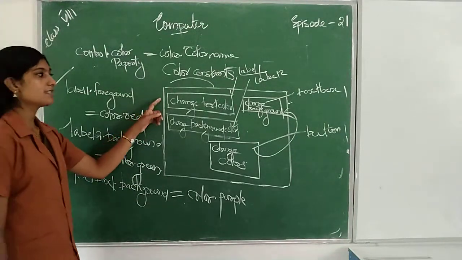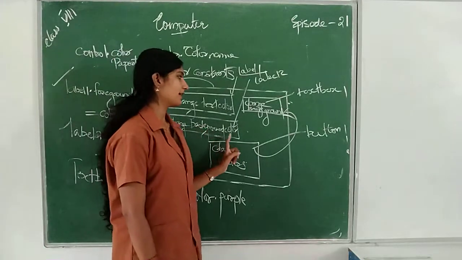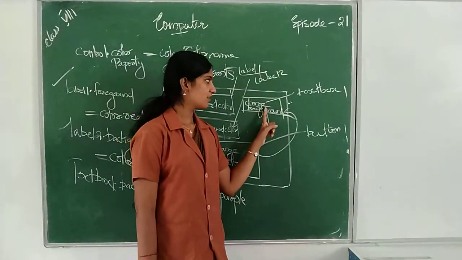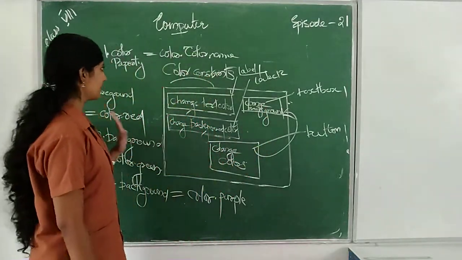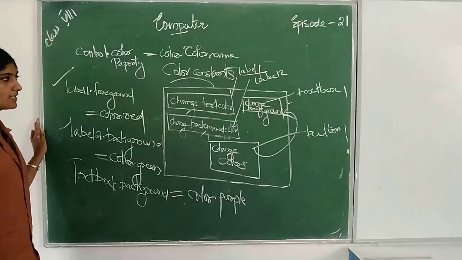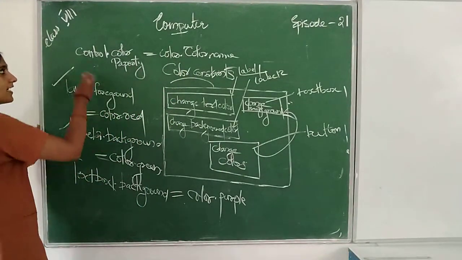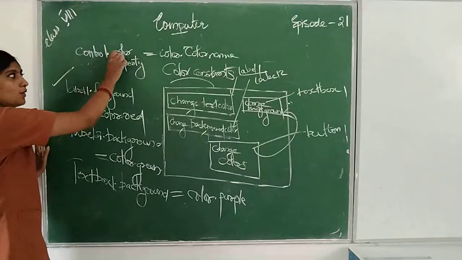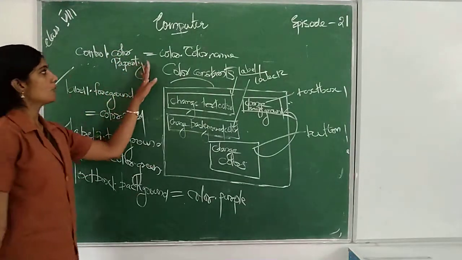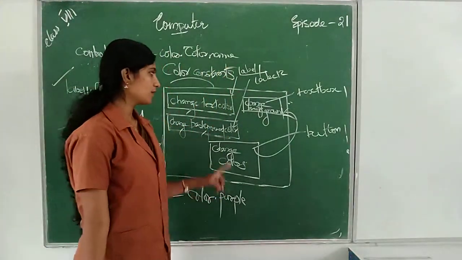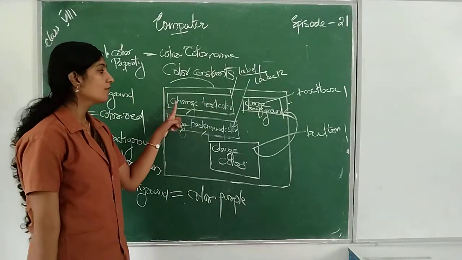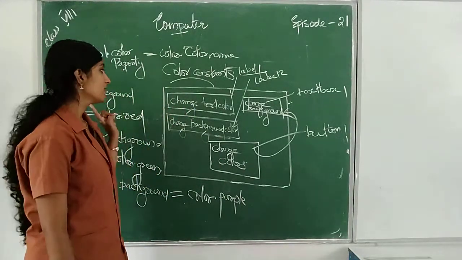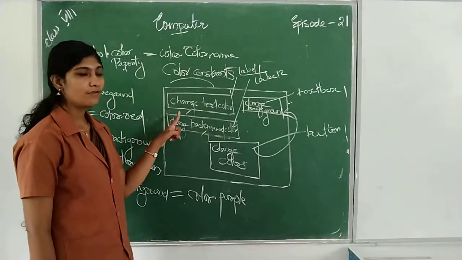So these are the things we need to change. First, change the font color, change the background color, and change the background color of the text box, and that's all. So once again, what is the syntax here? Color control dot color property equal to color dot color name. So first we need to change the font color of label 1.